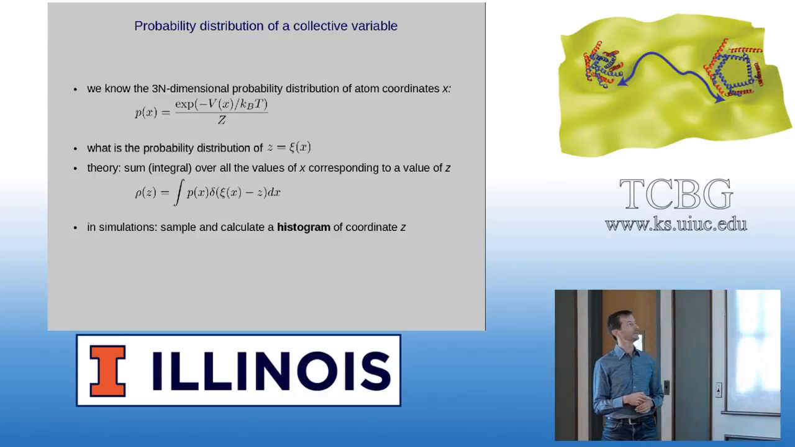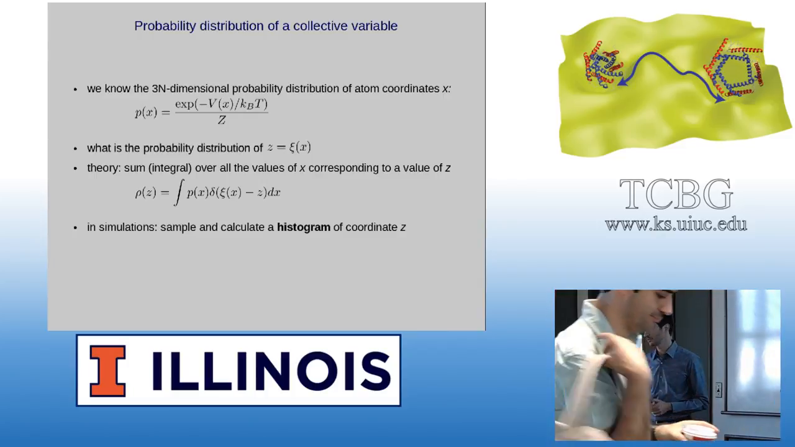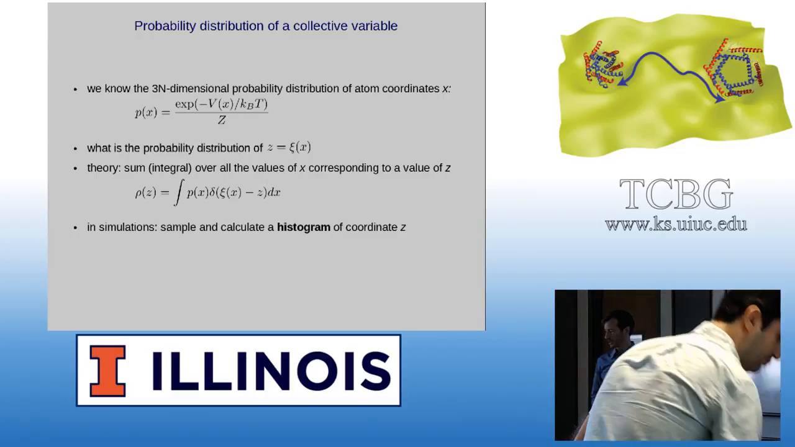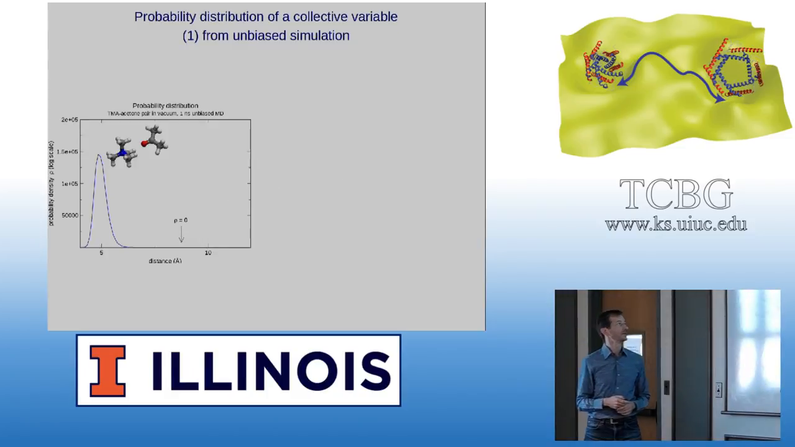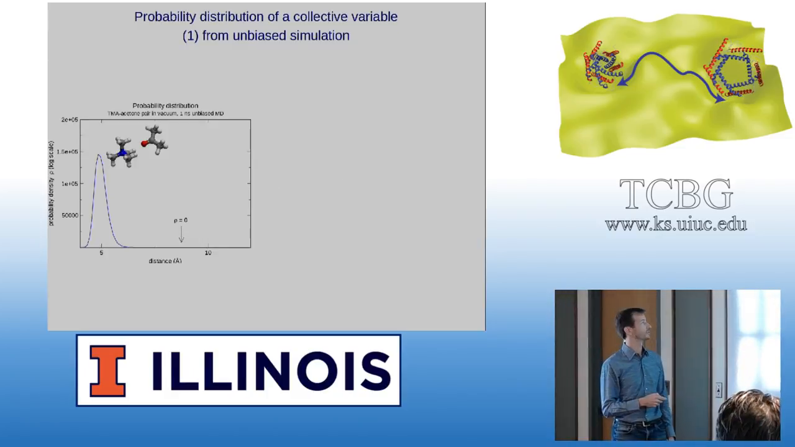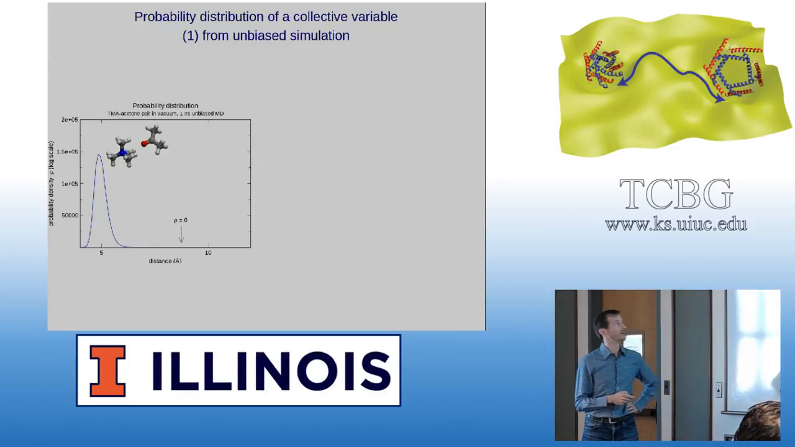So how would we get this in simulations? Well, the simplest way would be to sample the system and calculate a histogram of this coordinate. Suppose I run a very, very short simulation, 1 nanosecond, but this system is so tiny, this little pair of ions in vacuum. It really likes to form this dimer. It has no reason of really dissociating.